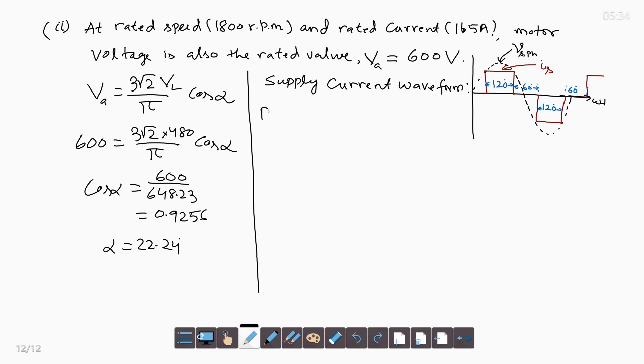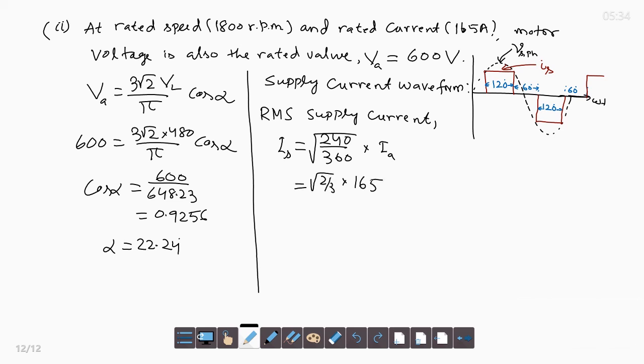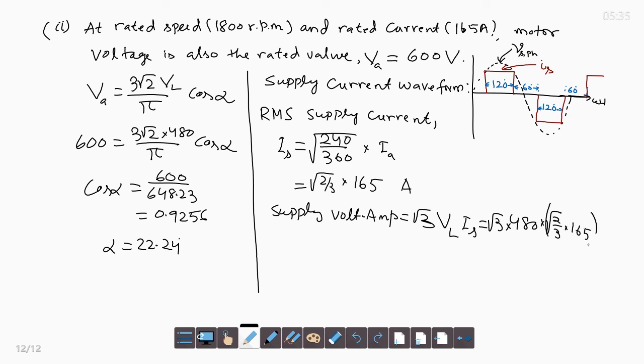So the RMS supply current IS is the root of 240 by 360 into motor current IA, that is root of 2 by 3 into 165 ampere. Supply volt ampere is root 3 V L into IS, where V L is 480, into root of 2 by 3 into 165, the supply current.